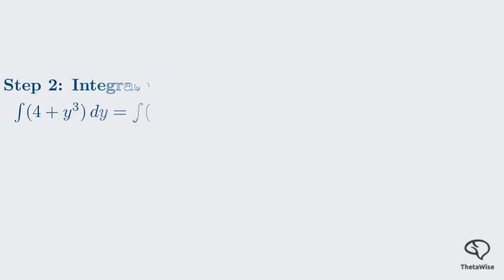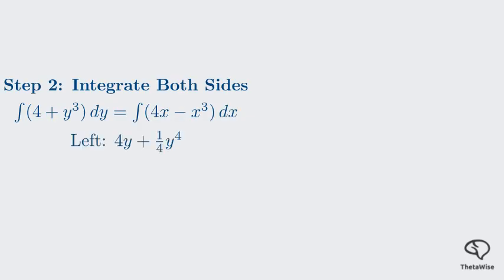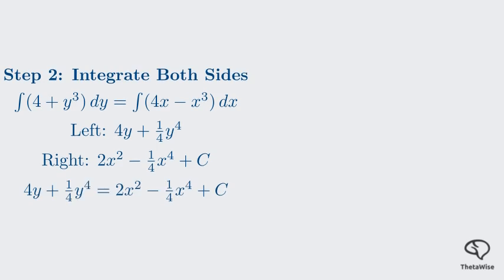Now that we have separated the variables, we apply the integral to both sides of the equation. Using the power rule for integration, on the left side, the integral of 4 is 4y, and the integral of y cubed is 1/4 y to the 4th. On the right side, the integral of 4x is 2x squared, and the integral of x cubed is 1/4 x to the 4th. Don't forget to add the constant of integration, c, to one side of the equation. This represents the family of general solutions.